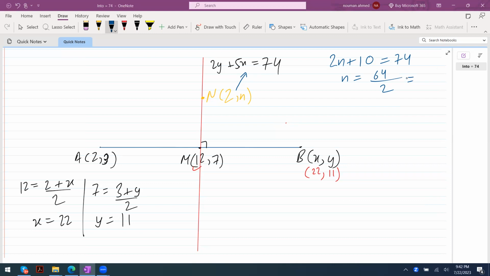All right. 64 divided by 2, N is equal to 32. So the point becomes, now I'm going to replace it. Is it clear, everyone? Any question, please tell me. All right, so I'm just going to replace this now with 32. Next part.